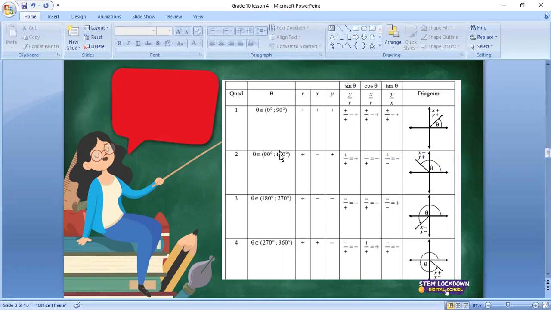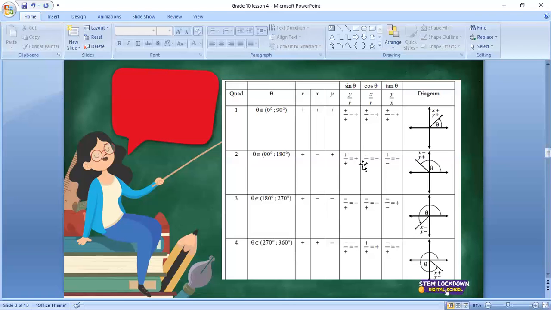For example, let's take an example. If you have sine 110 degrees. So the question will be, which quadrant does 110 degrees lie in? 110 degrees will lie in the second quadrant. All right. So what we say is that in the second quadrant, only sine is positive.